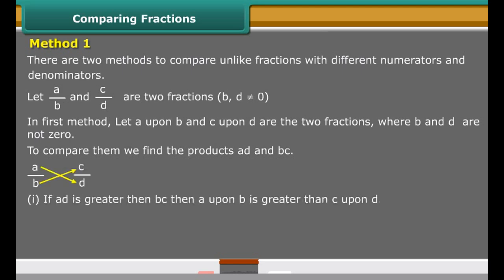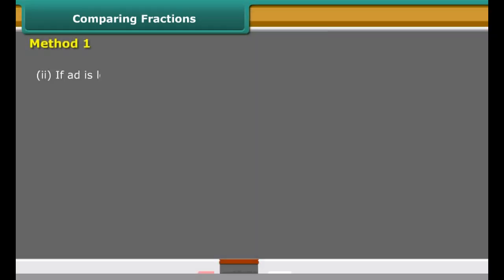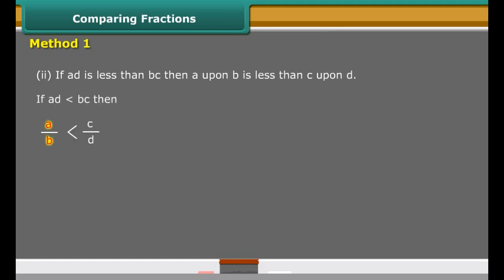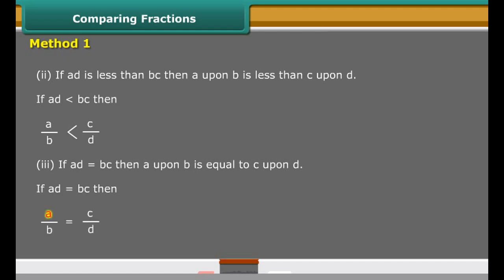1. If AD is greater than BC, then A upon B is greater than C upon D. 2. If AD is less than BC, then A upon B is less than C upon D. 3. If AD is equal to BC, then A upon B is equal to C upon D.